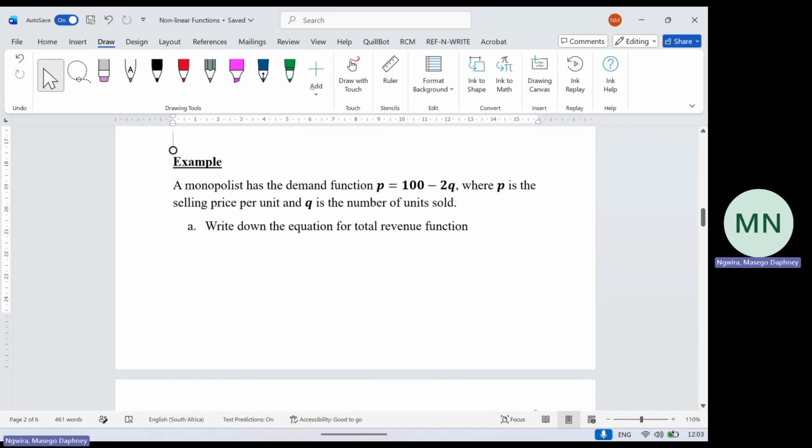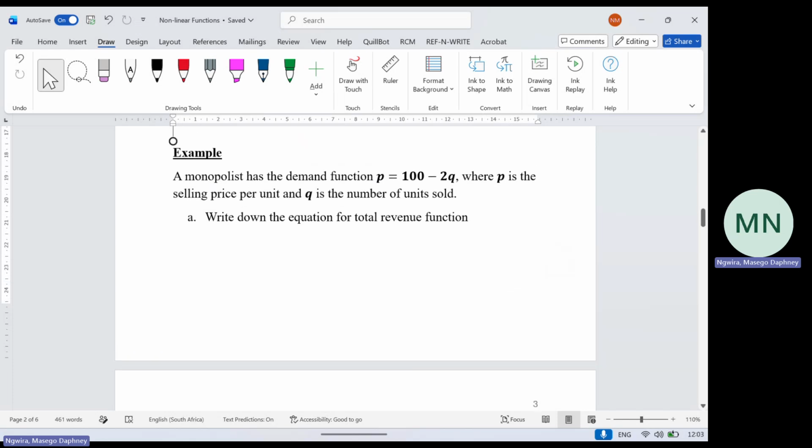We have an example here. The example says that a monopolist has the demand function P is equals to 100 minus 2Q, where P is the selling price per unit, and Q is the number of units sold. All right, so that's our example. So now the first question says, write down the equation for total revenue.